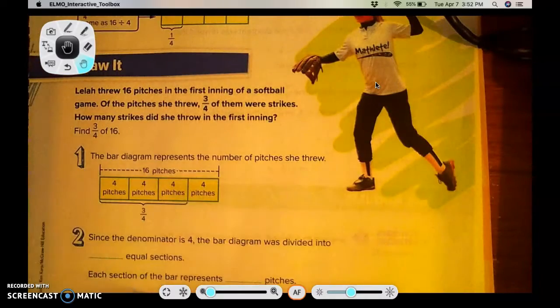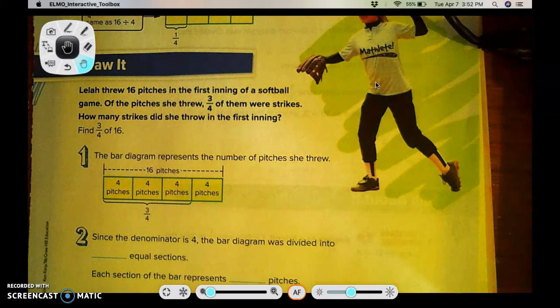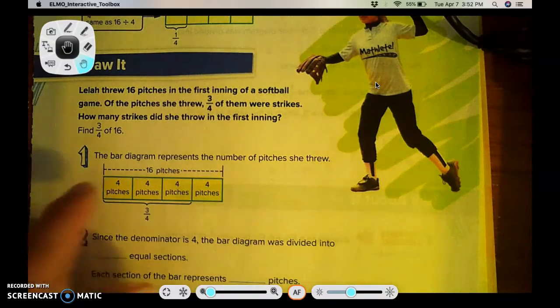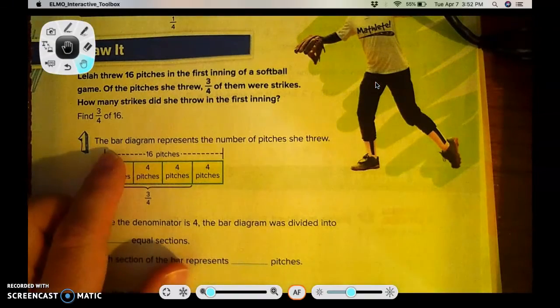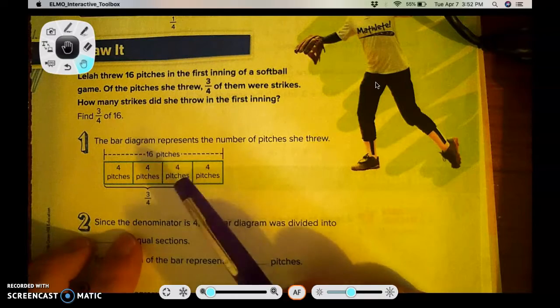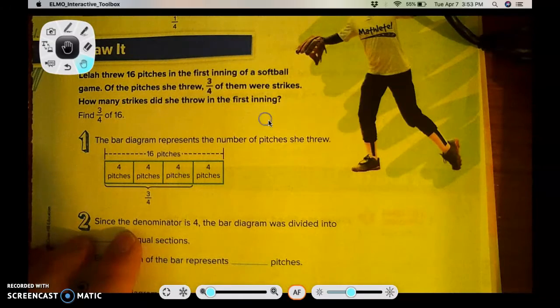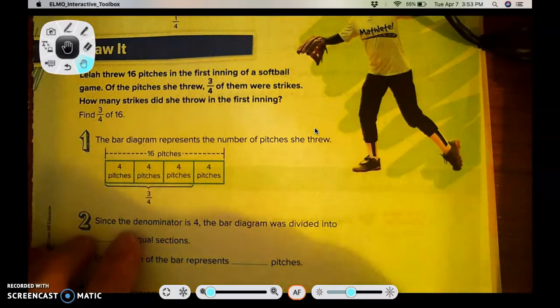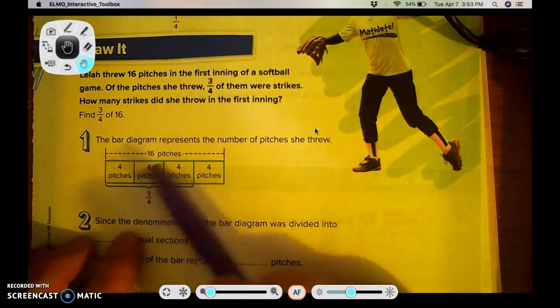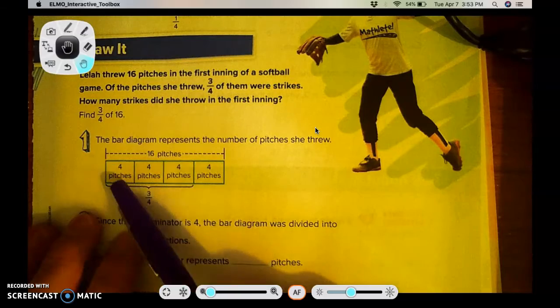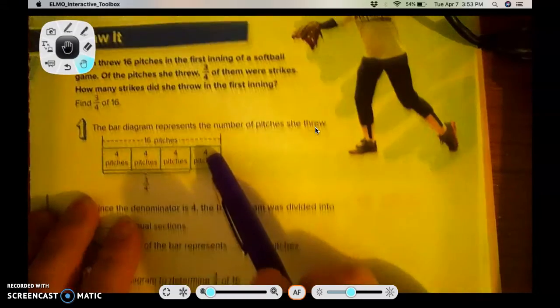In their example, Layla threw 16 pitches in the first inning of a softball game. Of the pitches she threw, 3/4 of them were strikes. How many strikes did she throw in the first inning? It says find 3/4 of 16. Again, they used a bar diagram. They split 16 up into 4 equal parts, and when we divide 16 into 4 equal parts, we take 16 divided by 4 and get 4. So each fourth is representing 4 pitches.